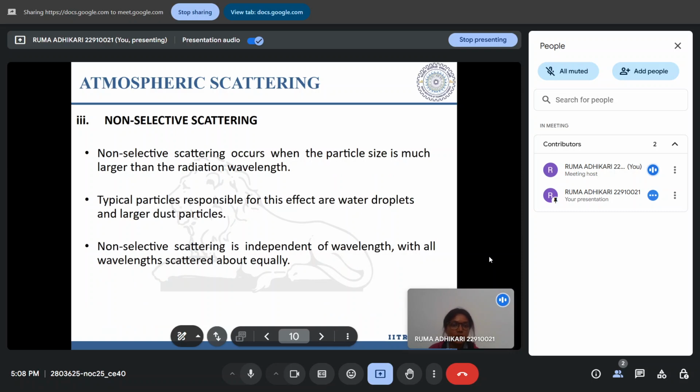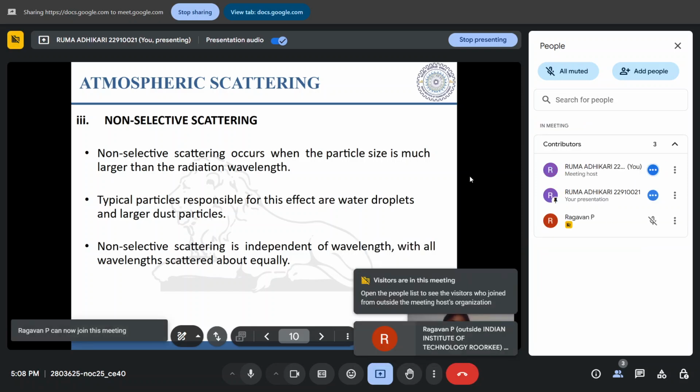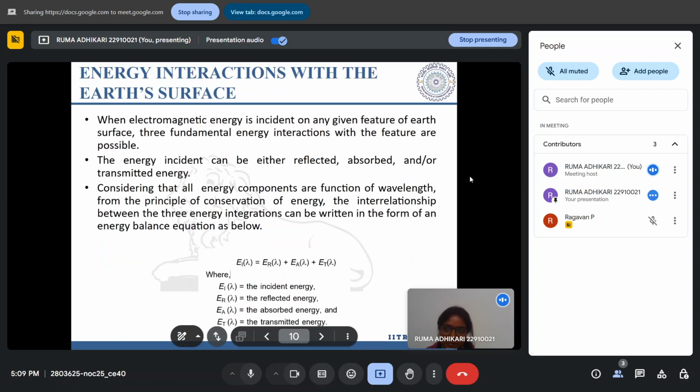The third one is non-selective scattering. Non-selective scattering occurs when the particle size is much larger than the radiation wavelength. Typical particles responsible for this effect are water droplets and larger dust particles. Non-selective scattering is independent of wavelength. That's why it is not of use for our purpose.